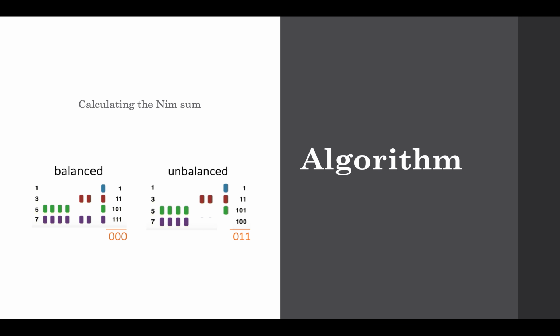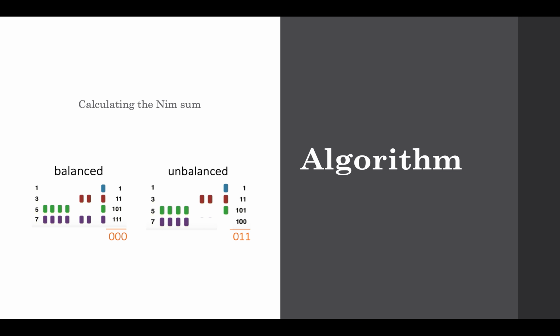This value of 0 tells us that our game state is balanced, and this generalizes to every balanced state. The nim sum is always 0. Contrary to this, our unbalanced state has 0, 1, 1 as the nim sum, due to the 2 to the power of 0 and 2 to the power of 1 columns having uneven total values. Any nim sum that is not equal to 0 is an unbalanced state.